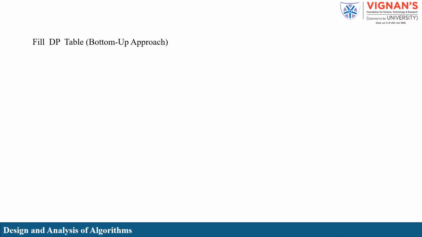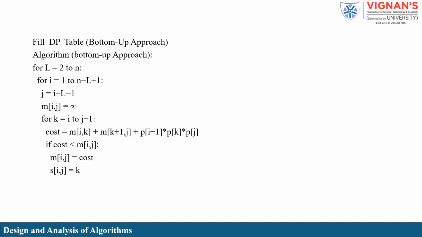Fill DP table, bottom up. Algorithm, bottom up. We choose the starting matrix of the current chain. We calculate the ending matrix index for the current chain. We initialize the minimum cost as a very large value. We try all possible positions to split the matrix chain. We add the cost of multiplying the left part, the right part, and the final multiplication cost.